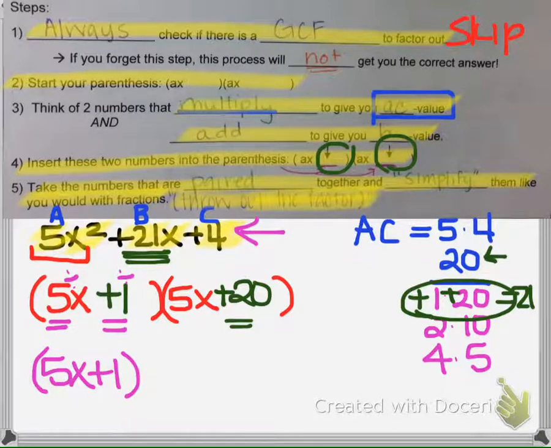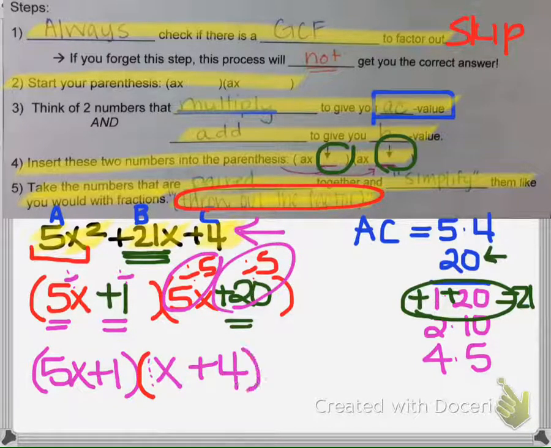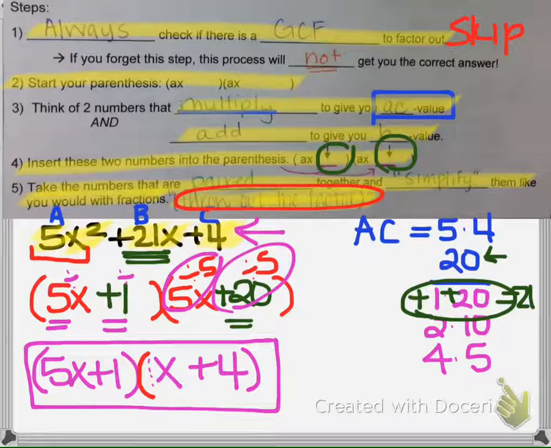And then over here we're going to ask ourselves, is there anything that divides into 5 and 20? In this case it's 5. But we're going to throw that out. We're not going to write it in front of the fraction or in front of the parenthesis. 5 divided by 5 is 1x. And 20 divided by 5 is 4. And that is our factored form.